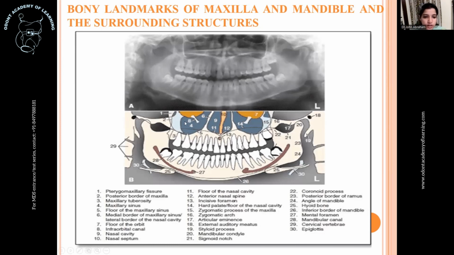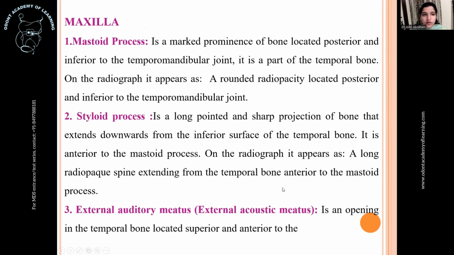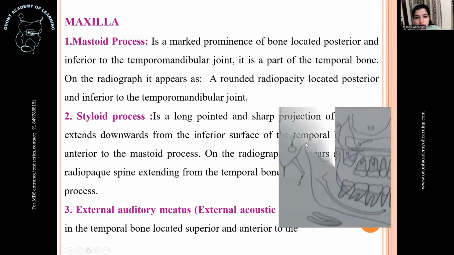This is a pictorial representation of your radiograph as well as a drawn picture of the landmarks that can be seen in the maxilla and mandible. We'll see it in detail. We can see the mastoid process. We'll explain it with the help of a diagram, so compare it with the panoramic radiograph.